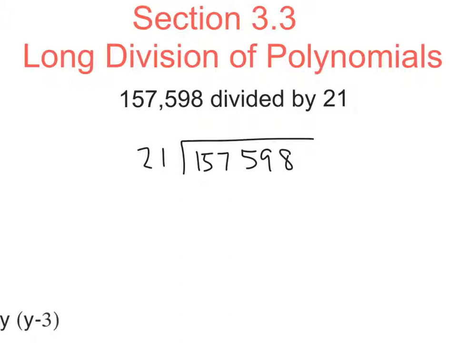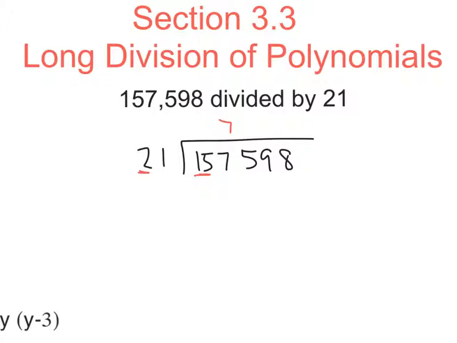The 157,598 is inside the box and the 21 is on the outside. So we don't think how many times will 21 go into this huge number. We think, how many times will 21 go into 157? And even easier, we think how many times will 2 go into 15, without going over. So how many times will 2 go into 15? 7 times. And I know that I'm not really doing 2 and 15. I'm doing the 157, but I'm just guided by the 2 and the 15. So the 7, I'm actually going to write up here on top of the 7.